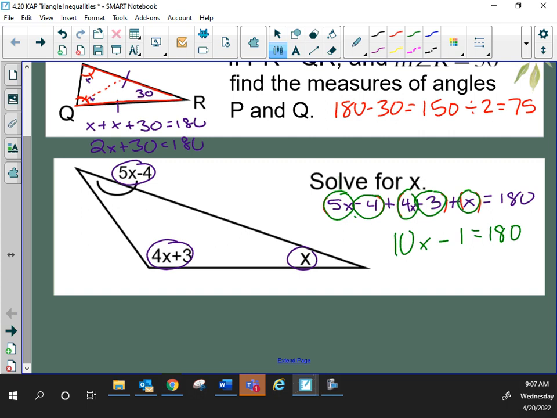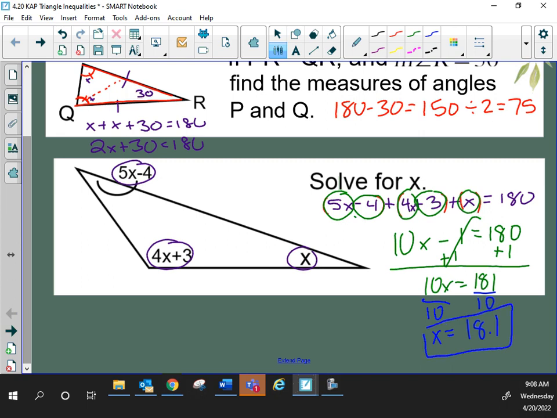Okay, then class, what do I need to do first to get x by itself? Add 1 to both sides. Cancels out. 10x is equal to 181. When I divide by 10, all that does is move the decimal, so x is equal to 18.1. Is it okay that x is a decimal? Yeah. Doesn't matter. Okay, so if you need to take an extra second to copy that down, definitely do that.